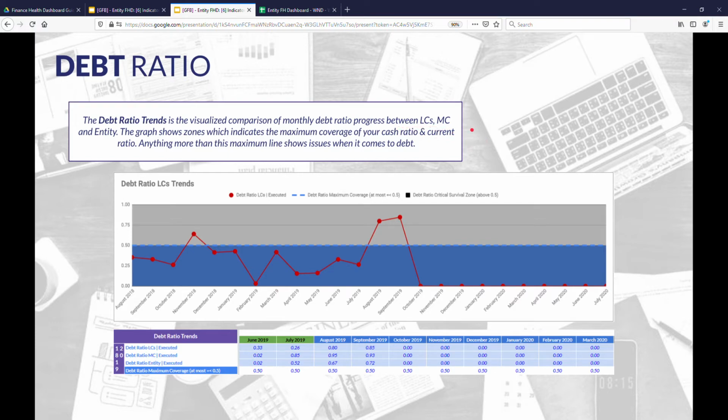Similar idea to liquidity, but you would have an issue if your result is higher than 0.5 instead of lower. So meaning ideally your result should be lower than 0.5. There are certain months for this entity, three months actually, that are quite high in the debt ratio part. So meaning those months, they should be able to see what they're supposed to be looking at. So this applies for LC, MC, and entity as well.